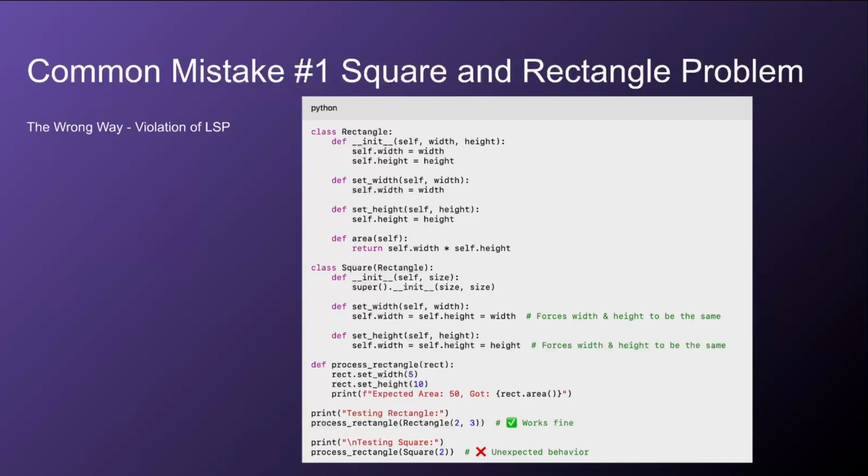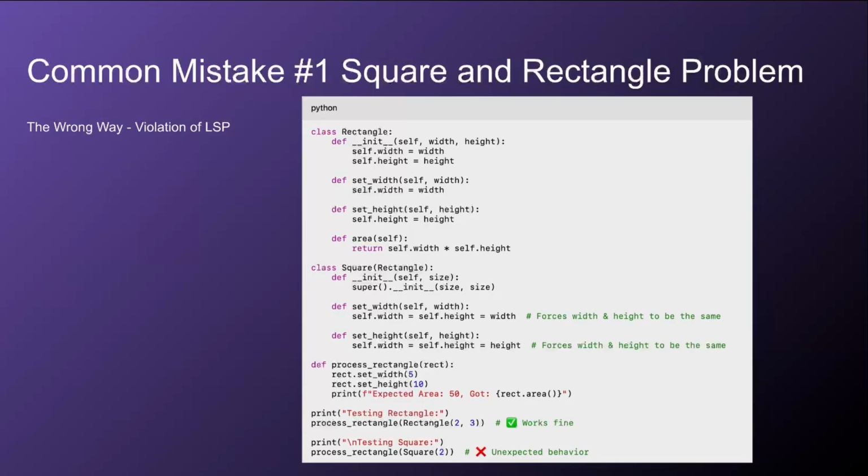Okay, let's see what more there is. We have this process_rectangle function, and it takes a rectangle, and whatever rectangle it takes, it alters its width and height. It sets the width to 5 and the height to 10, and then we print its area, and we are expecting the area to be 50 because we supplied 5 and 10. So when we tested this with a rectangle created with 2 and 3 as width and height, obviously it will work because the height will be set to 10 and width will be set to 5 in the function, and the output will be 50.